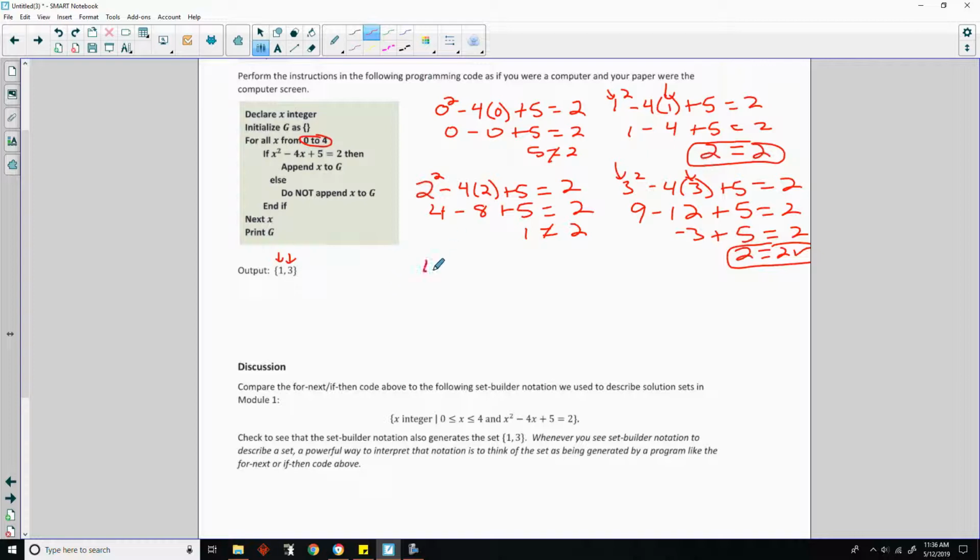And then finally 4. 4 squared minus 4 times 4 plus 5 equals 2. 16 minus 16 plus 5 equals 2. Well, that's 0 plus 5, which is 5. 5 does not equal 2. That's false. So we are done. We went from 0 to 4. We found 2 that made it true. So our output is the set that includes the numbers 1 and 3.